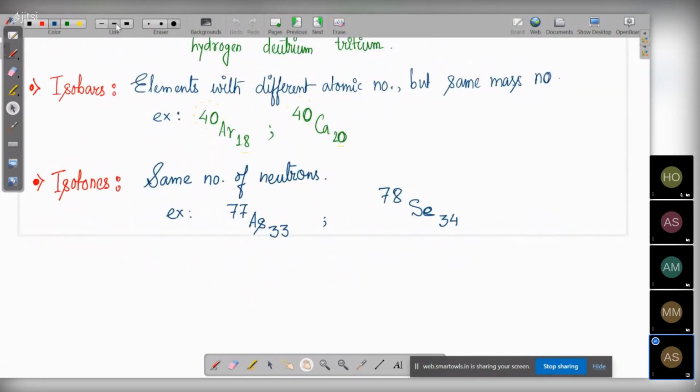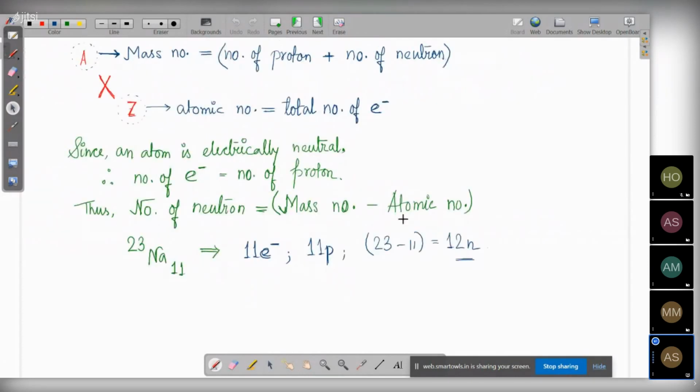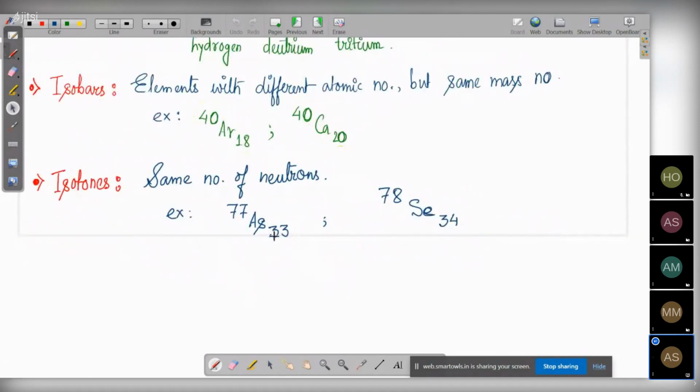Mass number minus atomic number. See, we did it in the last class. The number of neutrons is equal to mass number minus atomic number. So let's do that. What is mass number? Over here, the mass number is 77. That is 77 minus 33.